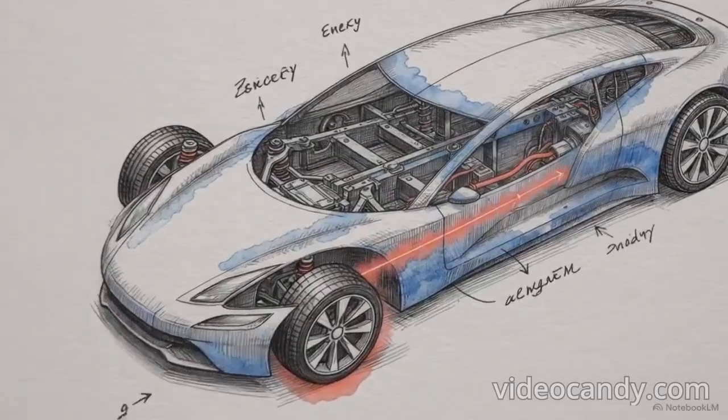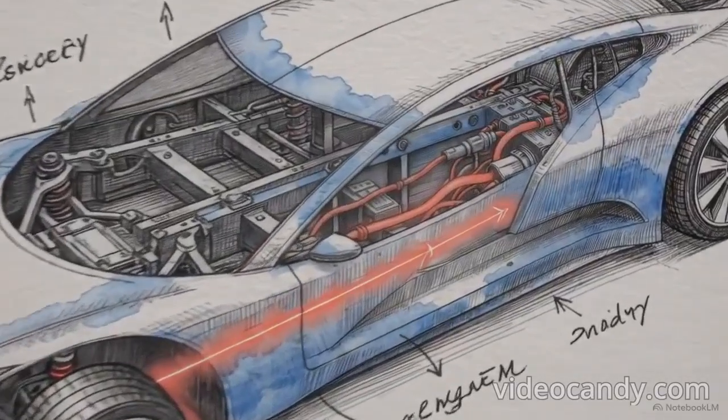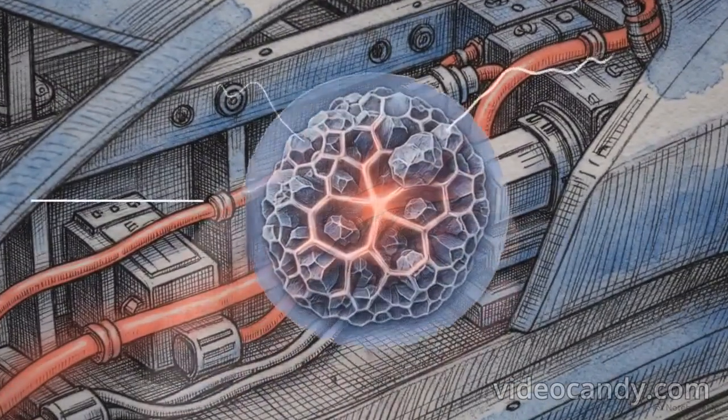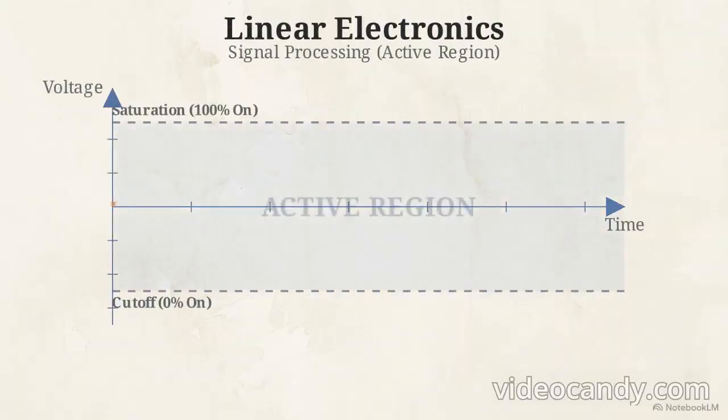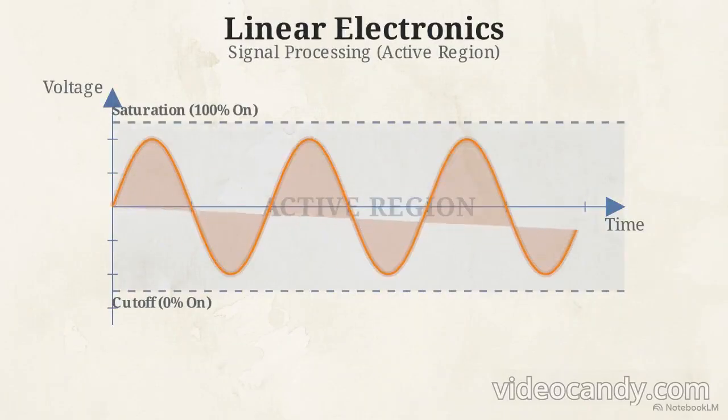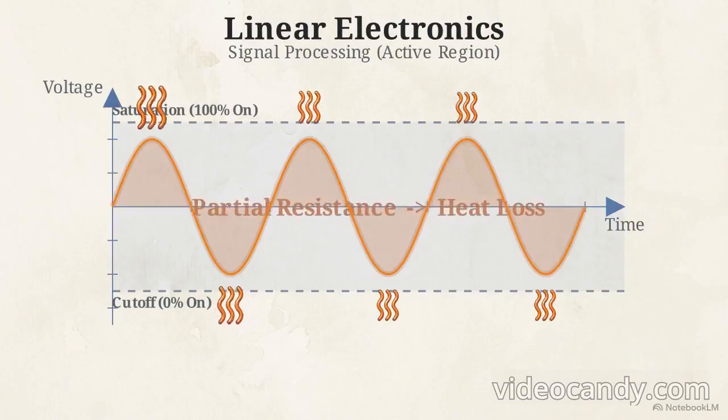Traditional linear electronics process data using mere milliwatts of power. Industrial power electronics control massive megawatts of physical energy. Linear components operate in an active region to smoothly shape low-voltage signals. This continuous partial resistance naturally dissipates a small amount of heat.